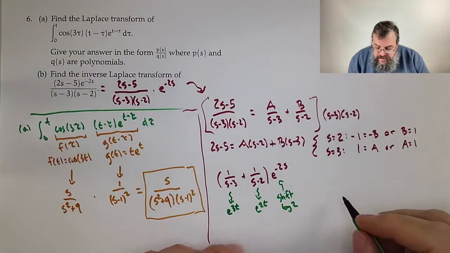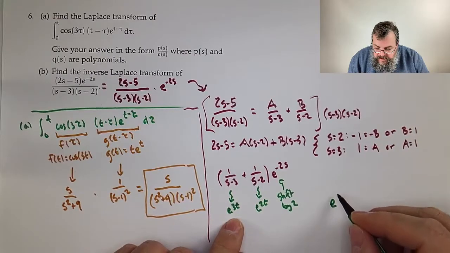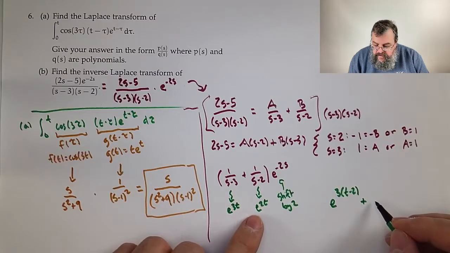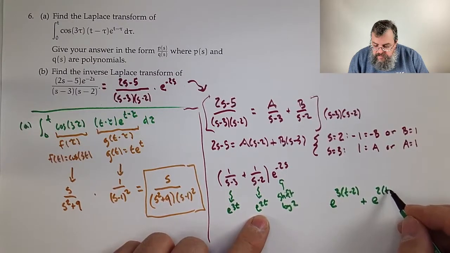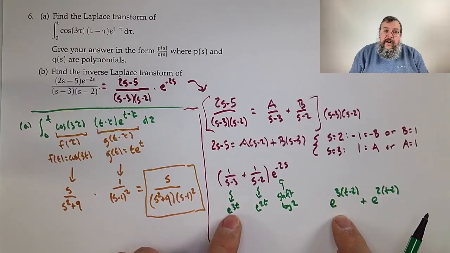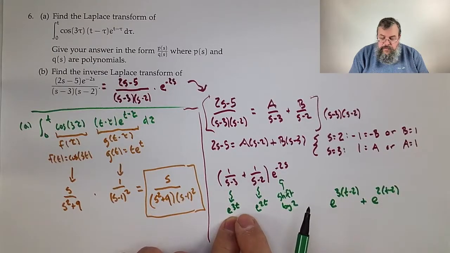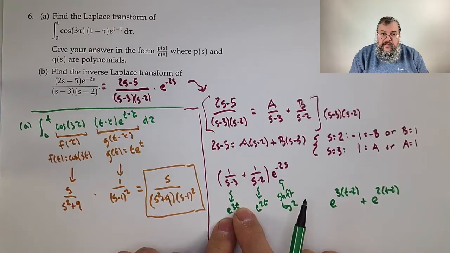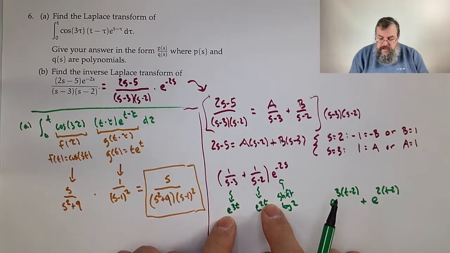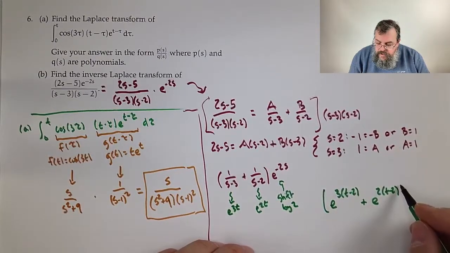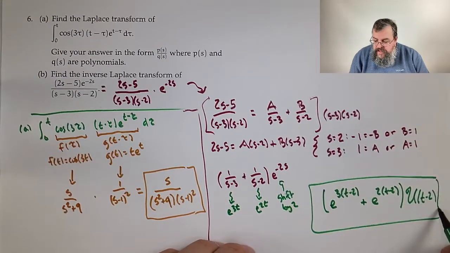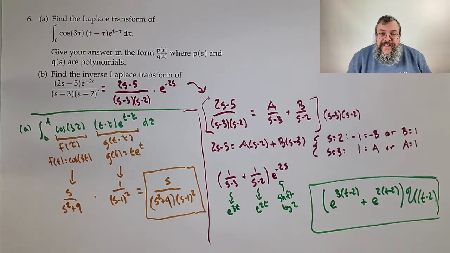So here we go. Our final answer, well, that's e to the 3 times t minus 2 plus e to the 2 times t minus 2. So that's our function shifted. So when we say shift, just replace t by t minus the shift. So t becomes t minus 2. Same thing happens here. And then multiplied by our unit step function times t minus 2. And that's our answer. We're done.